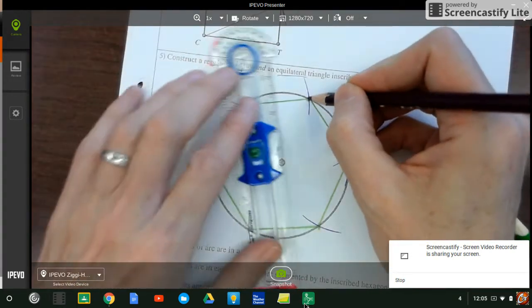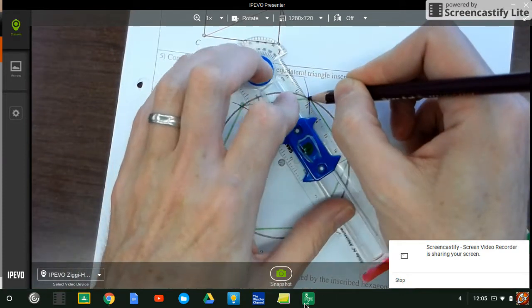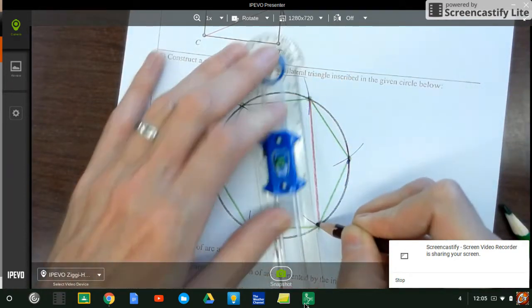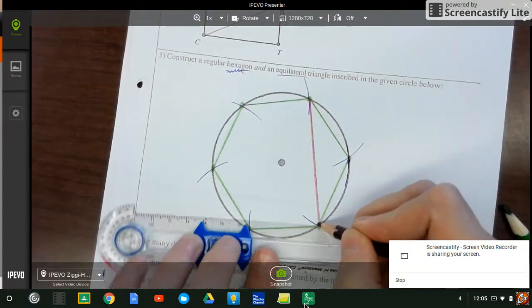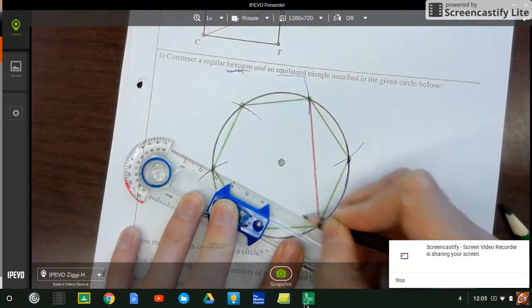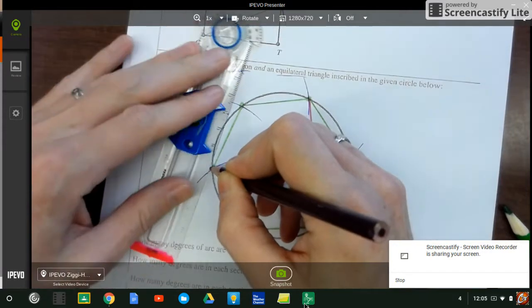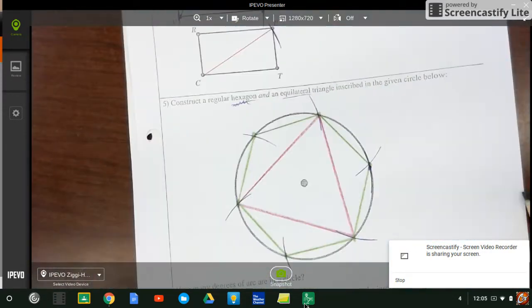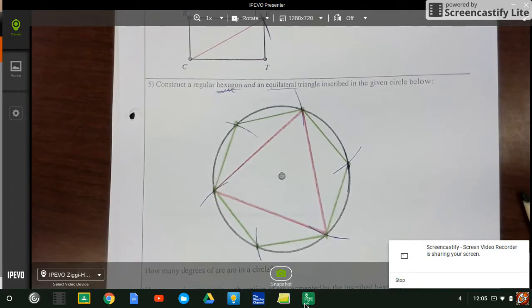Now, if I want my triangle, I'm going to connect every other point. Doesn't matter where I start. I'm going to start up here. I'm not going to connect to that one. I'm going to come down and connect to this one. And then I'm going to skip the next point and connect to this one. And I'm going to skip the next point and connect to that one. There we go. So now we just got to answer a couple questions.